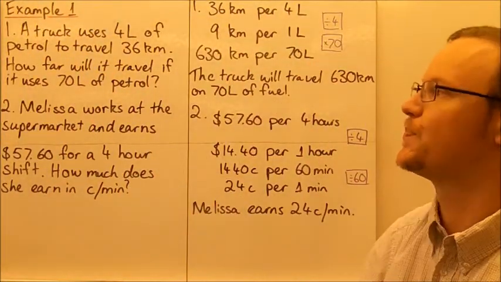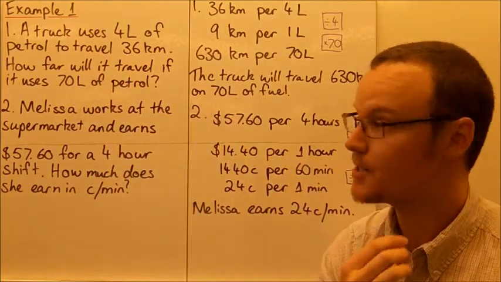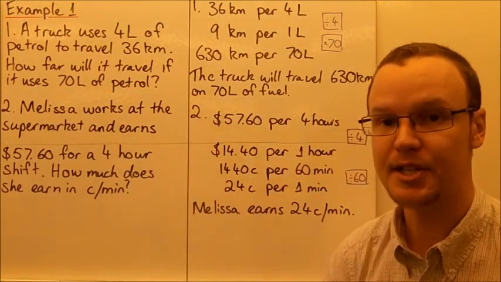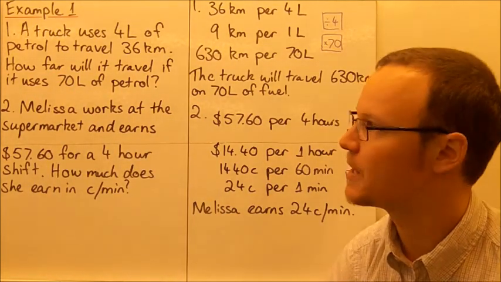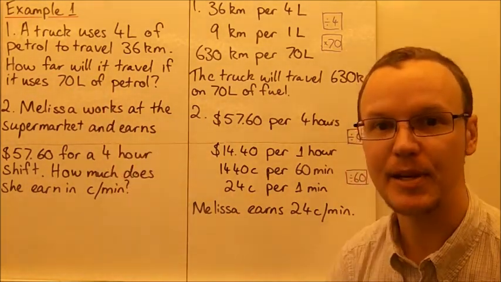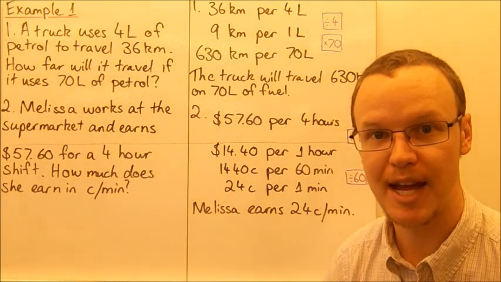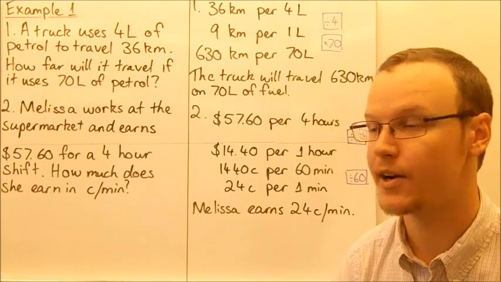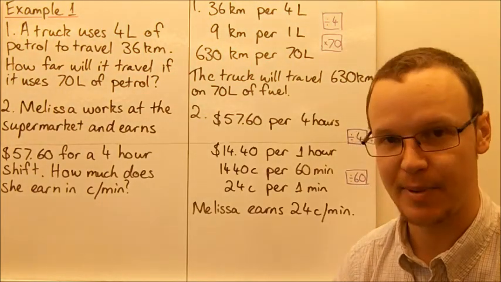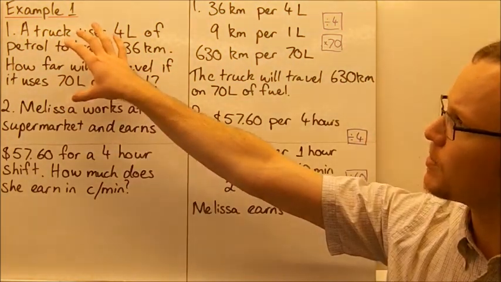Some examples. A truck uses 4 litres of petrol to travel 36 kilometres. How far will it travel if it uses 70 litres of petrol? It's useful to know this because 70 litres of petrol might be a full tank, and maybe we want to know exactly what our range is for our truck with a full tank of petrol. So let's look at this problem first.